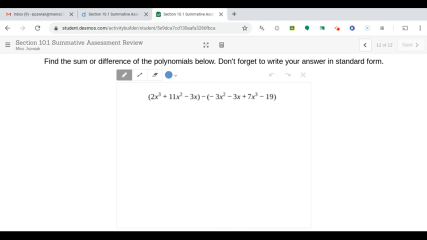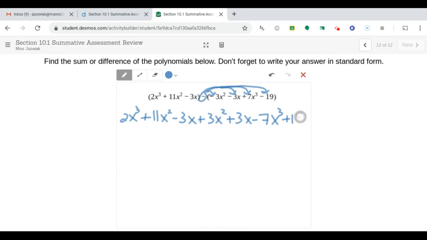And for the last problem, this is another difference. We know that because of this negative sign right here. So we're going to go ahead and distribute the negative inside the parentheses first. And so it's 2x cubed plus 11x squared minus 3x. The first parentheses just stays the same. And then we're going to change the signs on all of these. So plus 3x squared plus 3x minus 7x cubed, and then plus 19.